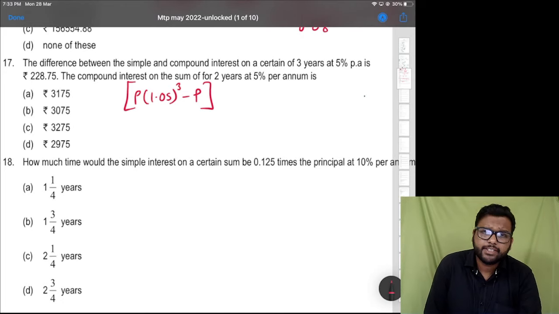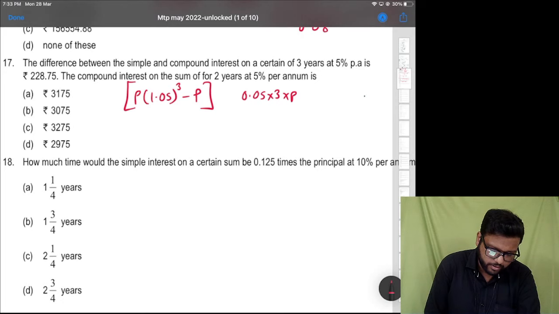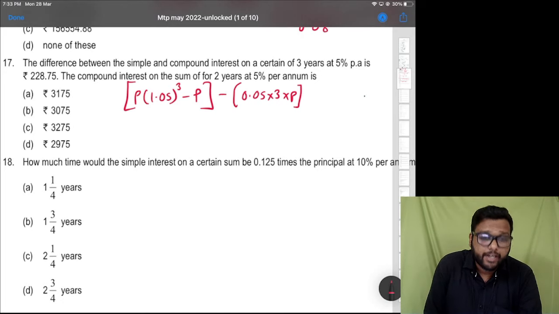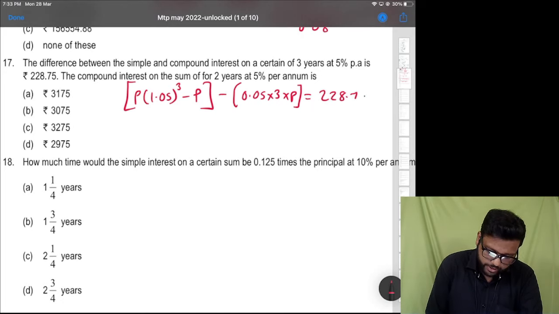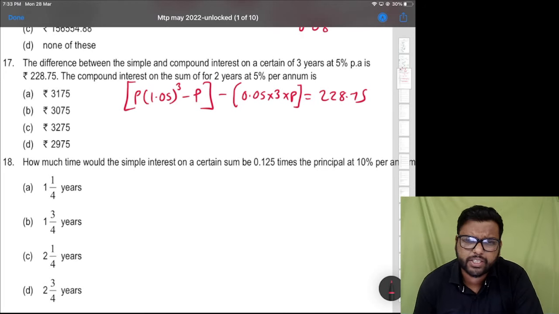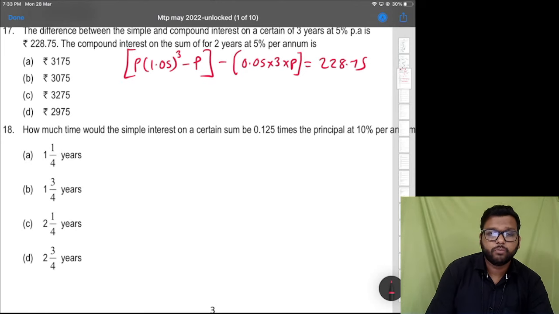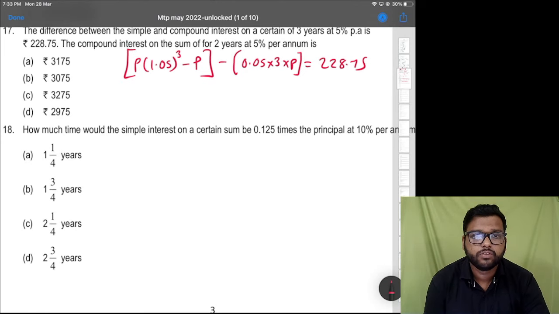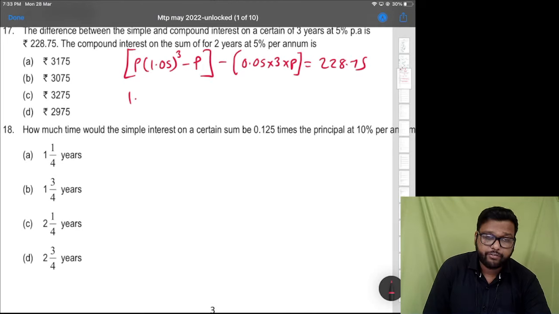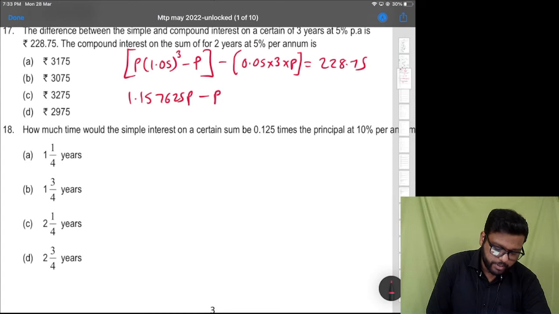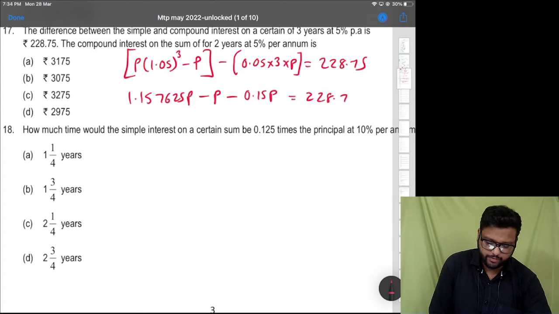And simple interest is easy. Simple interest is what? 5% into 3 years into P. This is simple interest. And their difference is 228.75. Okay, so we can just find this even on calculator. So 1.05 cube, 1.05 into 2 times equal to. So that is, don't write it if you can imagine, 1.157625P minus P minus this is 0.15P is equal to 228.75.